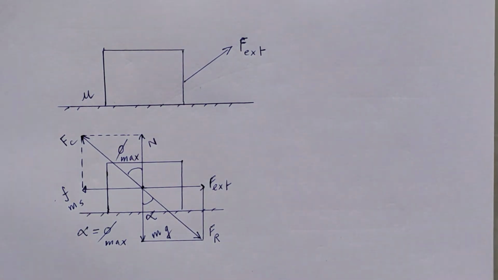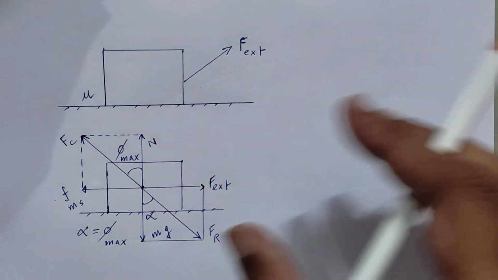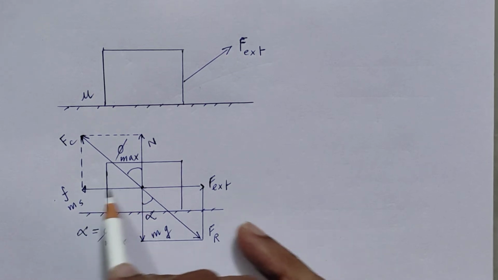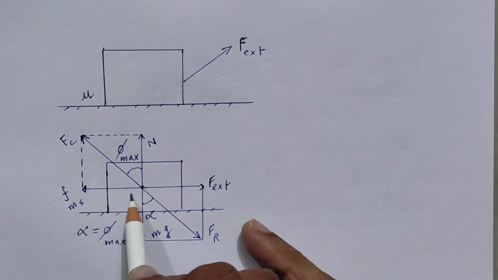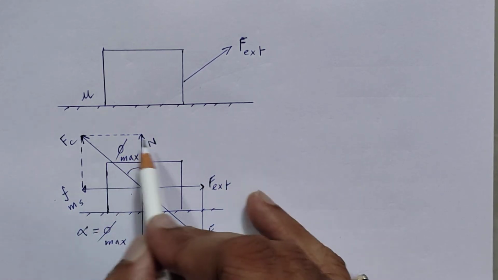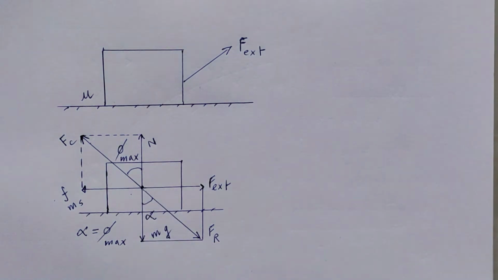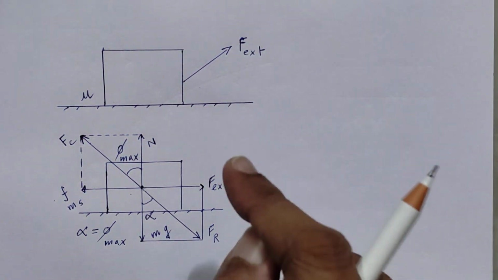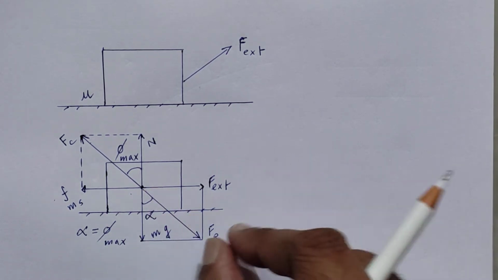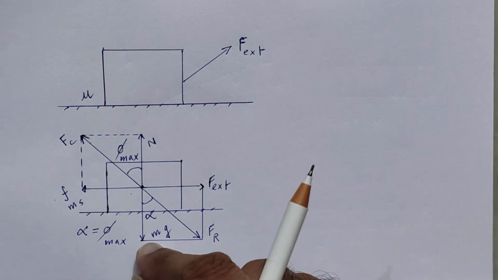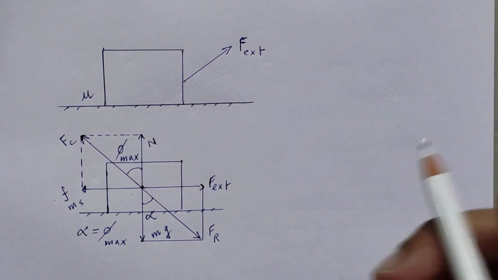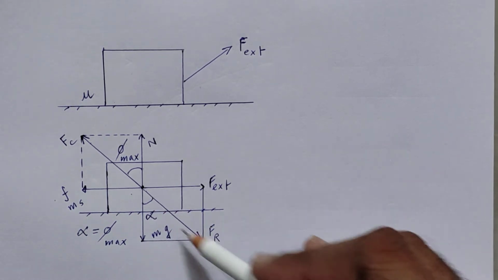Now we have already seen that when the block just starts sliding, the maximum value of static friction is this, and the normal reaction is this. This is the contact force. The angle between the contact force and the normal reaction is the angle of friction. So basically this resultant force is the resultant of which forces? The weight of the block mg and the external force which has been applied. So the resultant force has to be in this direction.